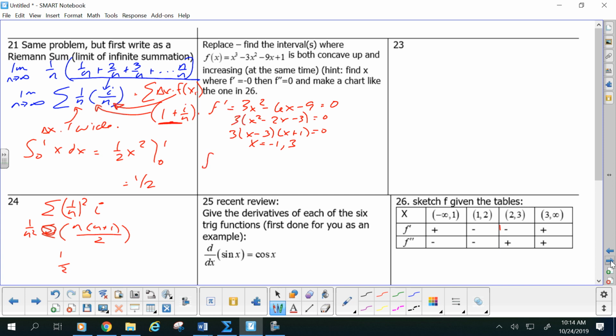Okay, so f double prime is 6x minus 6. That changes sign, or something interesting happens there at 1, yeah? Now, if I were to make intervals of all the interesting points, then the intervals would be negative 1, 1, and 3, yeah?